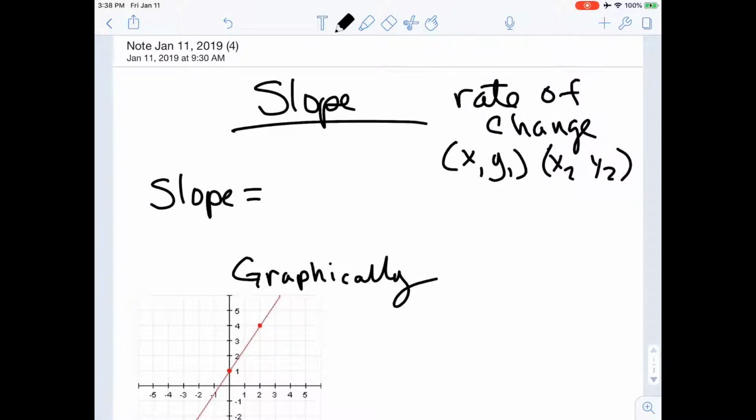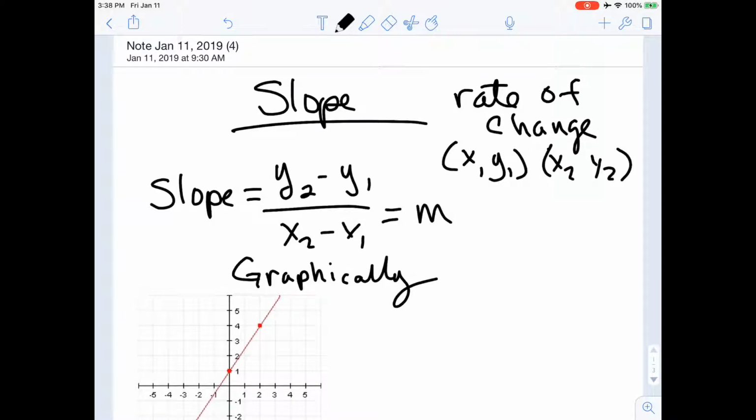So your equation, you might have seen this before, is denoted by y2 minus y1 over x2 minus x1, and that equals m. You'll see why it equals m in the next video when we start talking about slope-intercept form. But for today, all you're doing is finding slope. You have this formula and you have the graph.